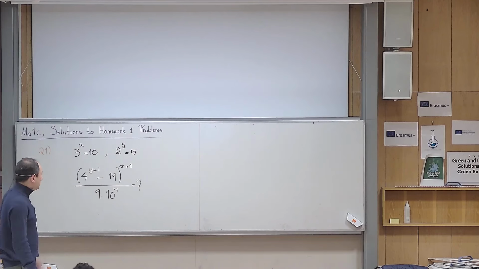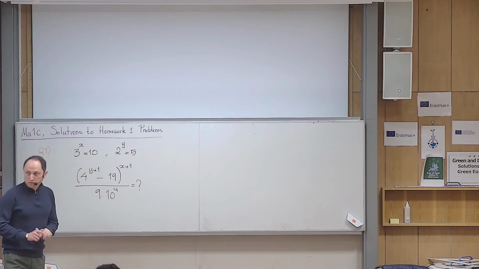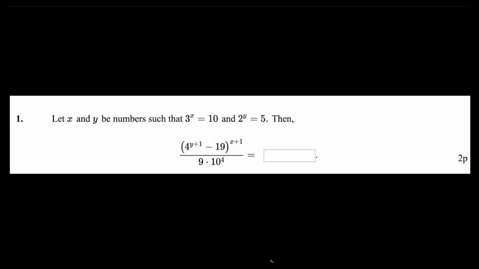Okay? So, the first question is asking you, if I give you 3 to the x is 10, so let me show it here on this one. So this is telling you that if x and y are numbers such that 3 to the x is 10 and 2 to the y is 5, then what is the value of this expression? We want to find that value and put it here.